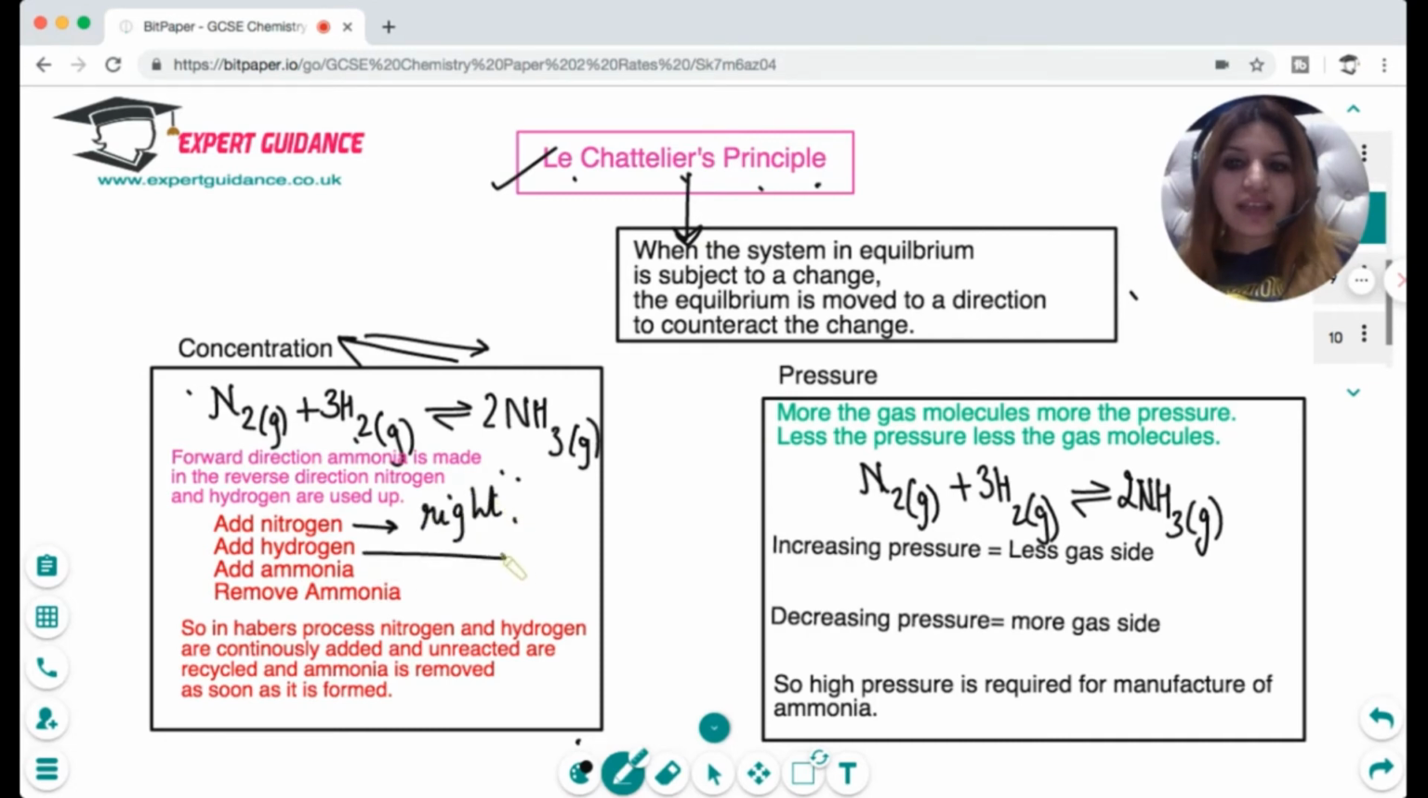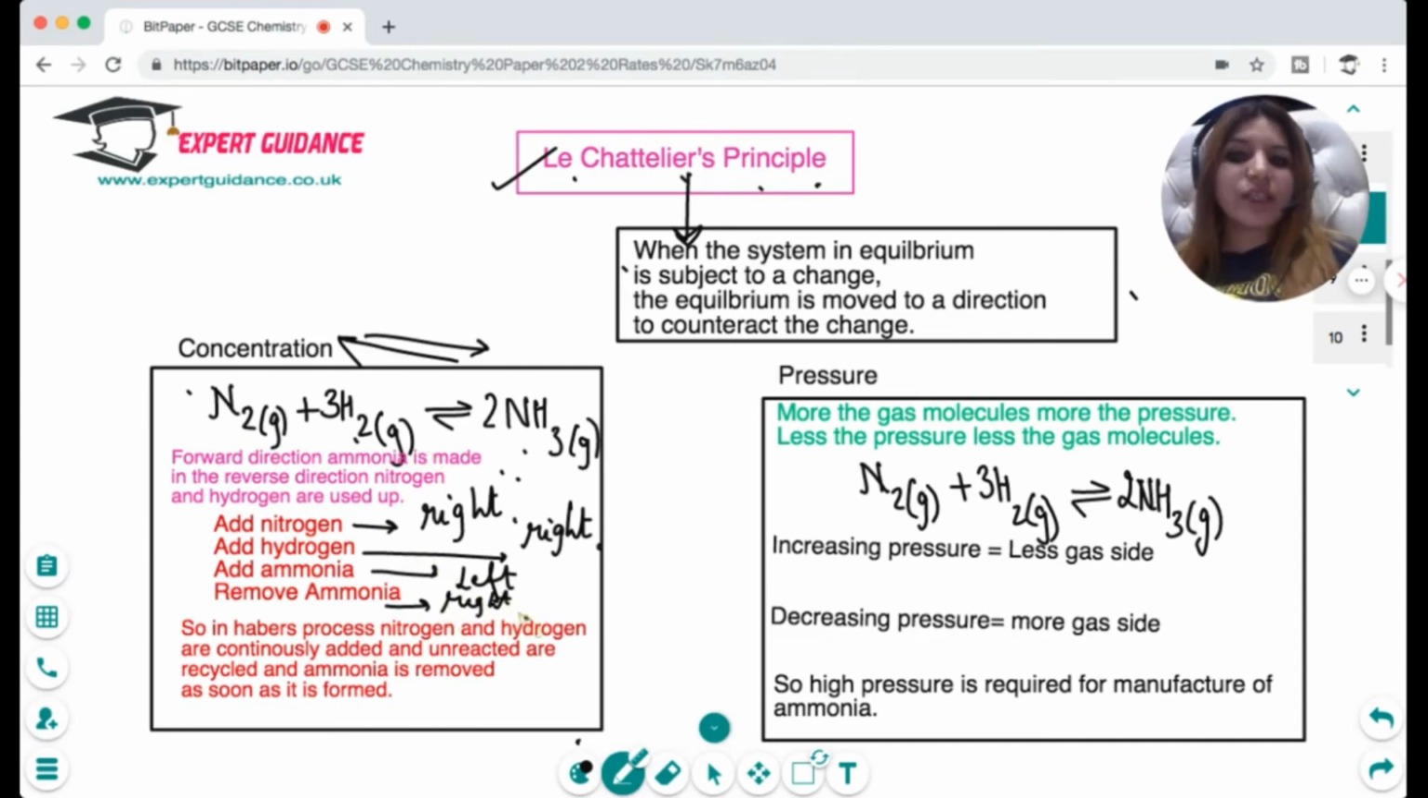Similarly, when you add hydrogen, again, the equilibrium will try to decrease hydrogen. So it will move to that side that will decrease hydrogen, which is the right side. I hope you are getting it now. Let's take ammonia. If you add ammonia, according to Le Chatelier's principle, what will the system do? It will try to decrease ammonia. Decrease ammonia means move to that side which is using up ammonia. So the equilibrium will shift towards the left. On the other hand, if you remove ammonia deliberately, the system will move to that side which will make up ammonia. So the equilibrium will shift towards the right.